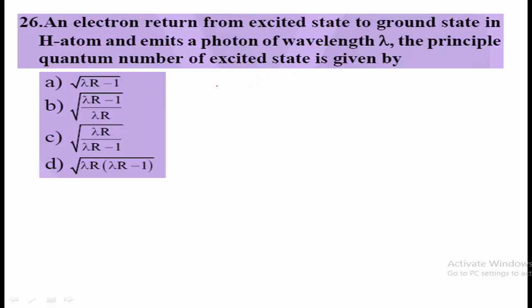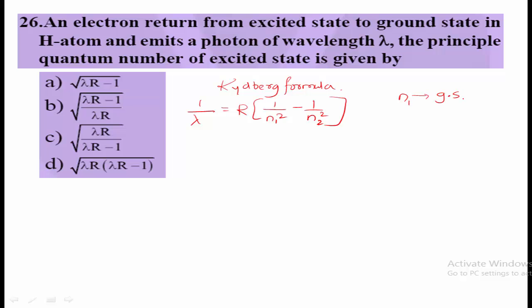For this we will use the Rydberg formula. According to the Rydberg formula, 1 by lambda is equal to R times (1 by n1 square minus 1 by n2 square). This is the formula that we know. Here n1 represents the principal quantum number of the ground state, n2 represents the principal quantum number of the excited state, lambda is the wavelength, and R is the Rydberg constant.